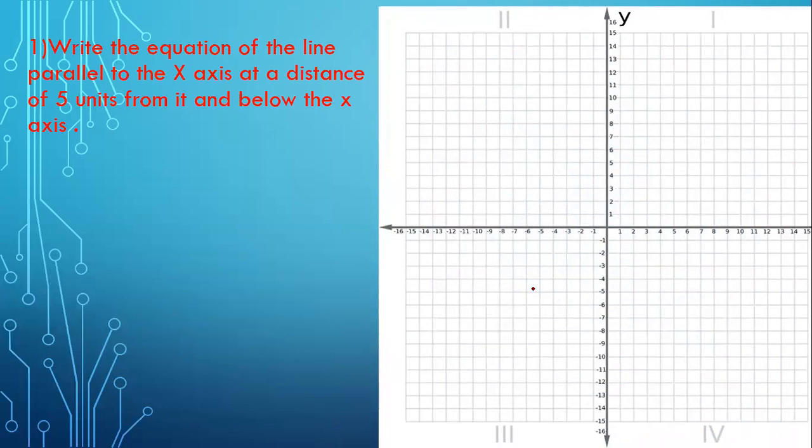Write the equation of the line parallel to the x-axis. The line is parallel to the x-axis, and it is at a distance of 5 units from it below the x-axis. So we can see the x-axis over here, right? This is the x-axis. So below means down. You have to see the downside. Downside 5 units. So 1, 2, 3, 4, 5. Right? So where is this line? This line is here.